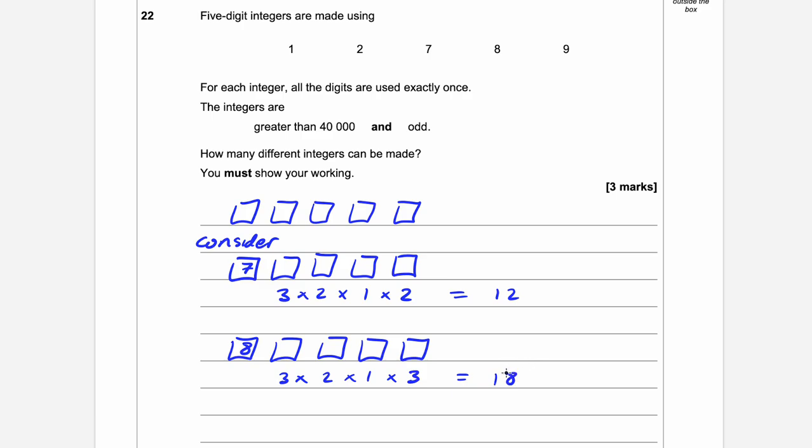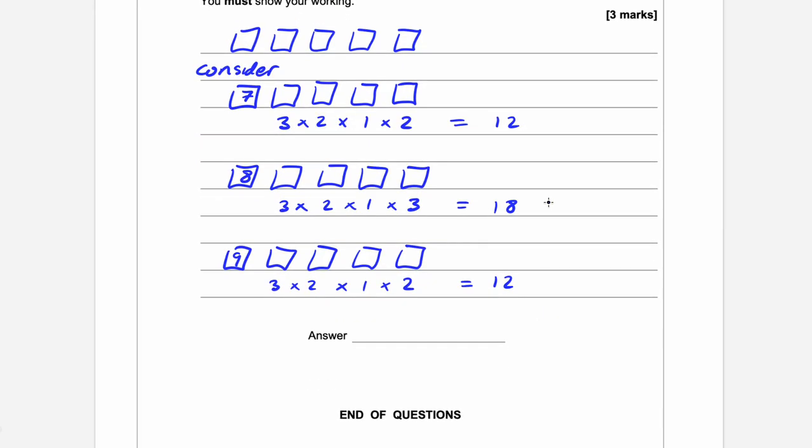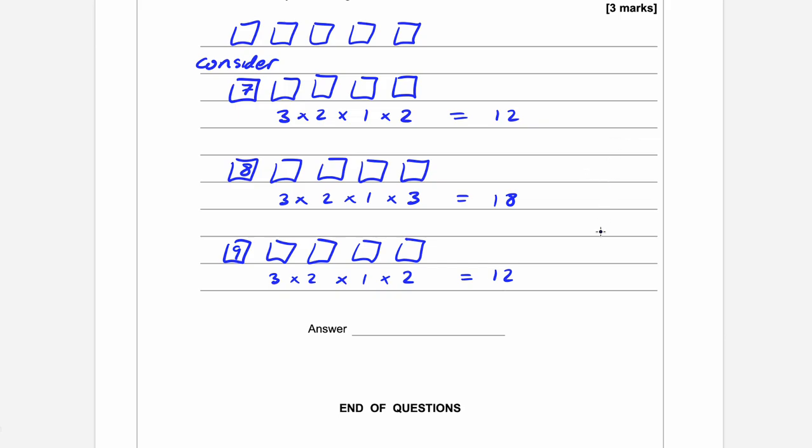And then, last one, if I put the 9 there, this will be the same as the 7 one. Basically, I can put 2 at the end, and 3 times 2 times 1 times 2, because I can either put the 1 or the 7 here. So 3 times 2 times 1 times 2 is 12. So it's this or this or this. Add them all up. 12 plus 18 plus 12 is 42.